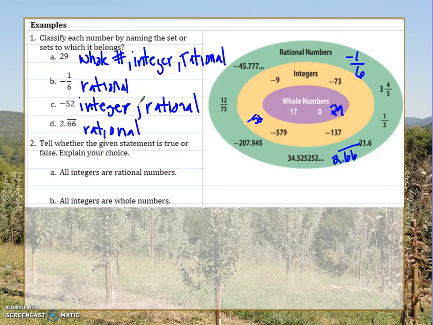Number 2, tell whether the given statement is true or false. Explain your choice. All integers are rational numbers. Here's integers, and it is a subset of rational numbers. So we're going to say true. Integers is a subset of rational.